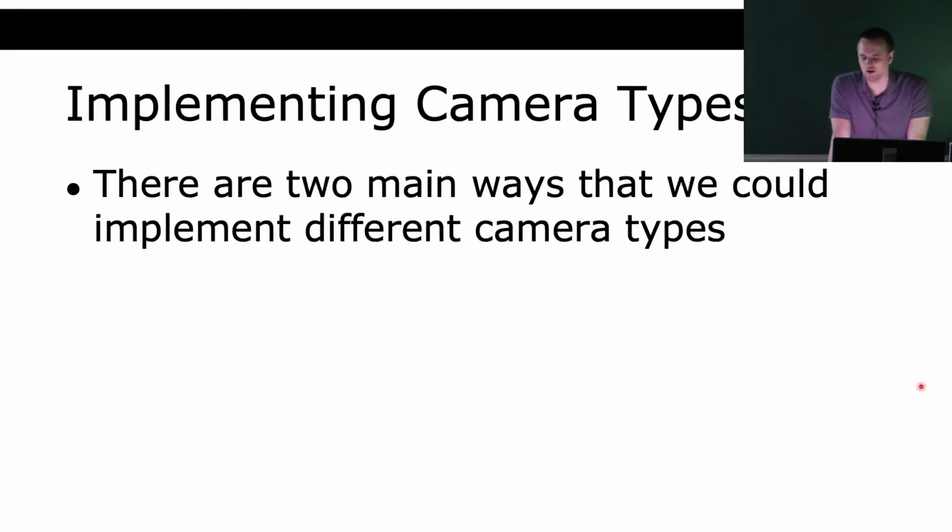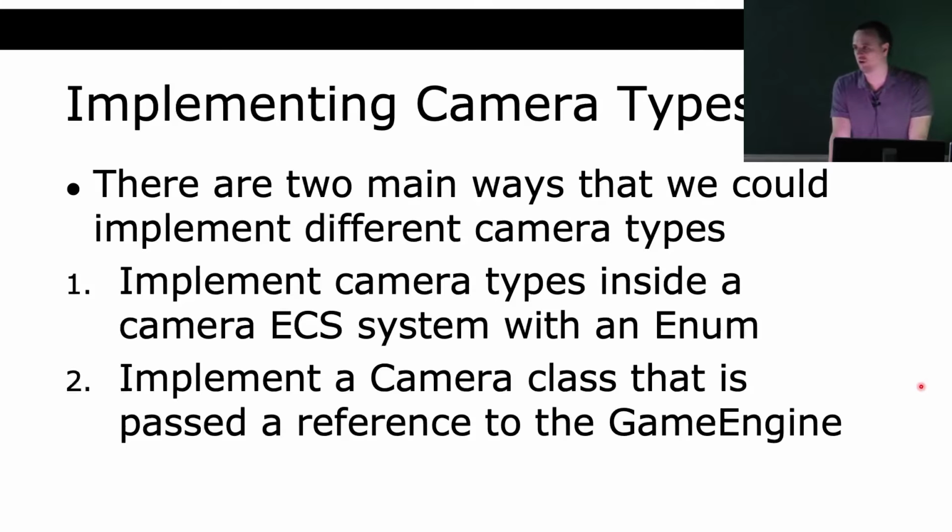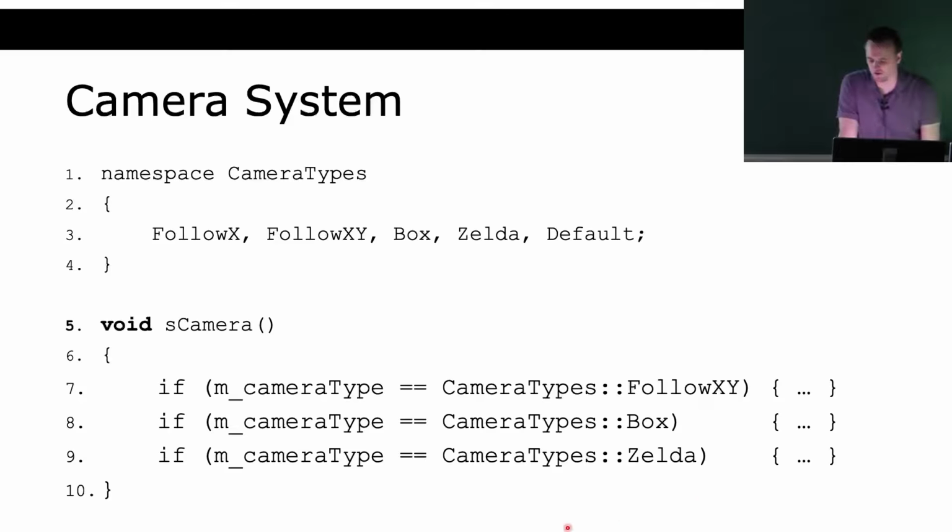There's two main ways that we can implement these sort of camera types. One is the ECS data-based way that we've been doing it: have an enum for all the different camera types, and then have a camera system where it says, if the camera type is this, then do this. Or we could have a camera class that has a bunch of different derived cameras. That's how some systems do it. But this is what we're going to be doing for our assignment and for our project.